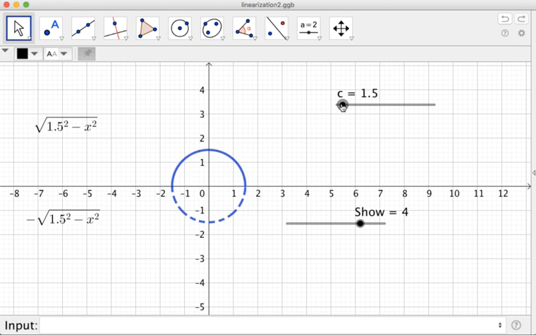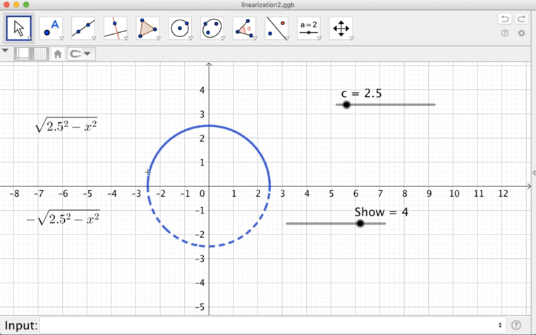Notice that the center is still staying at 0, 0, but what we would have to do would be replace x with, let's say, x minus 1, that quantity squared, if we wanted to move the circle, for example, 1 unit to the right.